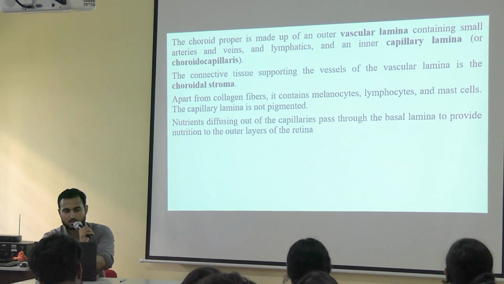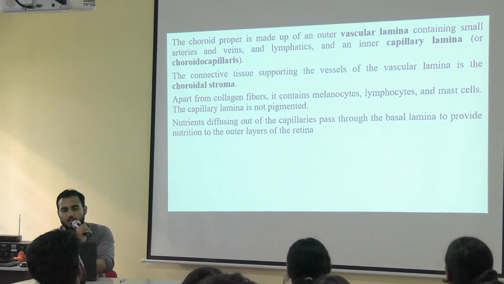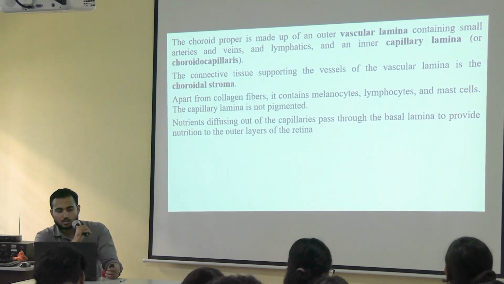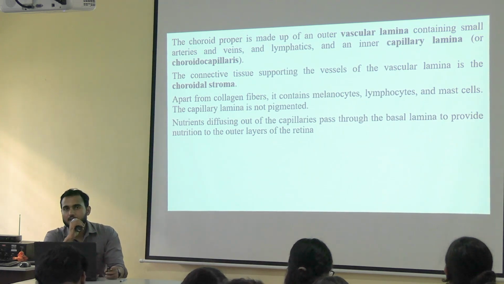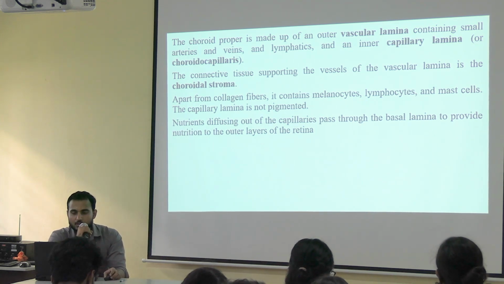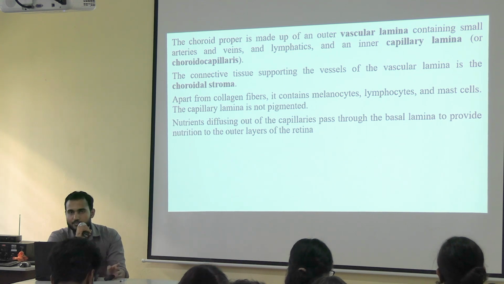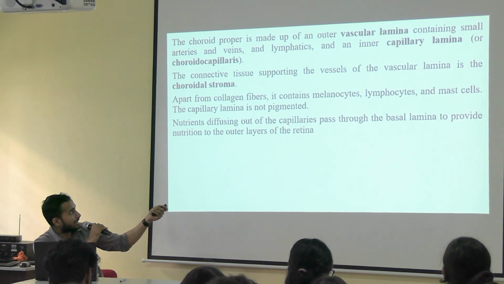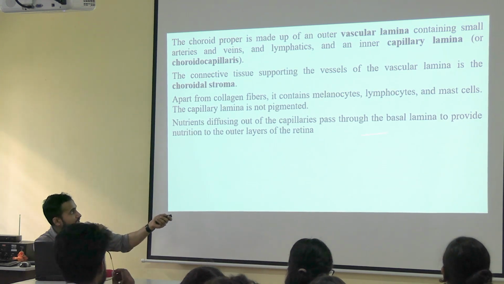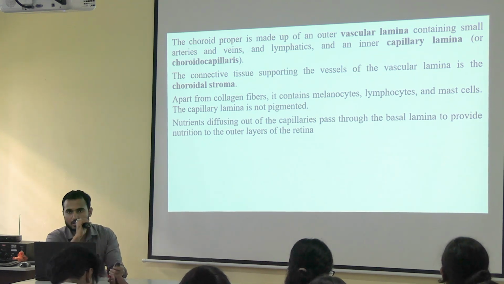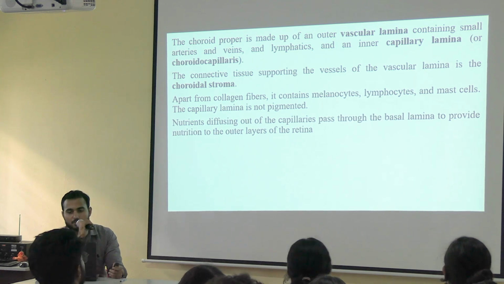Now, in the choroid proper, as I said, different blood vessels are there, which make up the choroid proper, and along with that connective tissue is there, where we will be getting melanocytes, lymphocytes, mast cells, etc. Now nutrients diffusing out of the capillaries pass through the basal lamina to provide nutrition to the outer layer of the retina, very important, and that is done by the Bruch membrane.